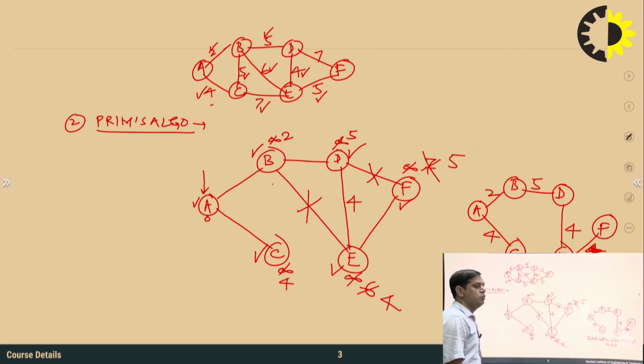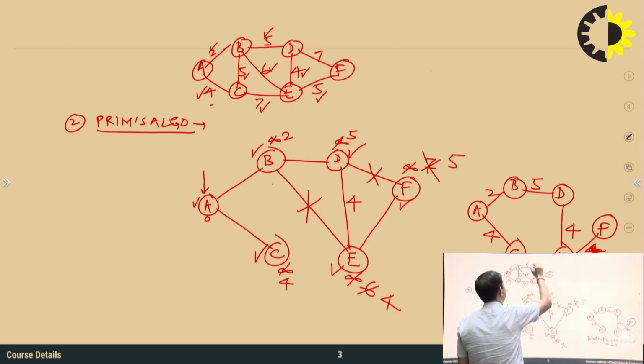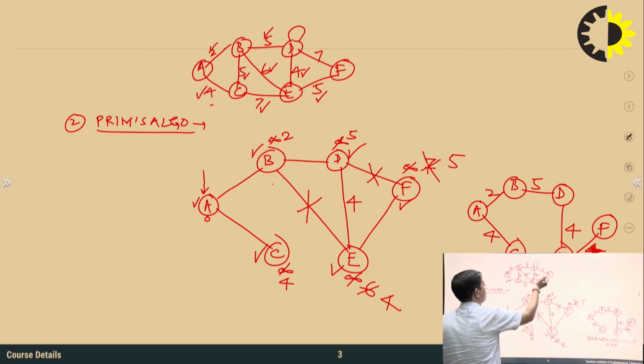So these are the two methods with the help of which we can find out the spanning tree for the given graph directly, and always we should keep in mind there should not be any self loop like this, and there should not be any parallel edge, for example like this, that is not applicable whenever we are applying Kruskal and Prim's.